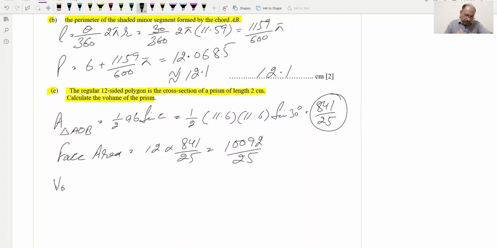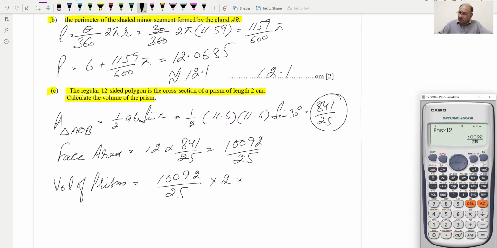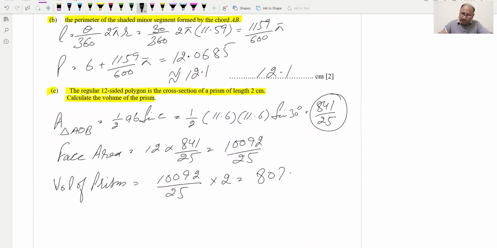Now the volume of the prism. Volume of the prism will be equal to this face area multiplied by the length, which is 2 centimeters, and this multiplied by 2 is equal to the decimal value 807.36, and we can round it to 807. It's a volume, so it will be centimeter cubed.